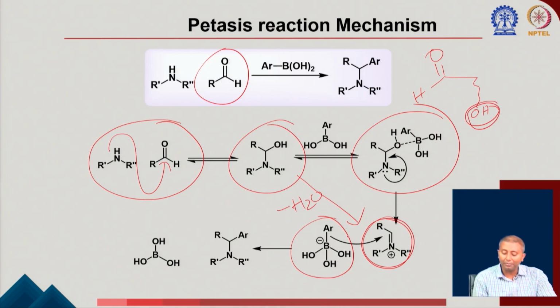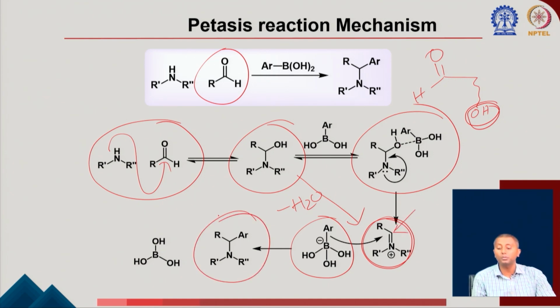Now this can be transferred here. So this aryl group is acting very much as a nucleophile to the corresponding imine to get to this type of product. So this could be one type of mechanism.